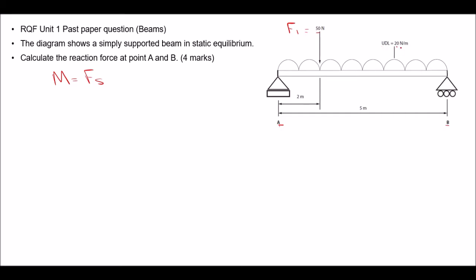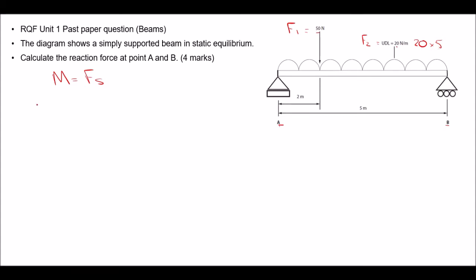Now, if it's 20 newtons per metre and it's spread over a distance of 5 metres, then this force, and we'll call this F2, must equal 20 newtons per metre times 5 because it's spread over the whole beam. So if the beam was 4 metres long, it'd be 20 times 4. If the beam was 10 metres long, it'd be 20 times 10. But in this case, it's 20 times 5.